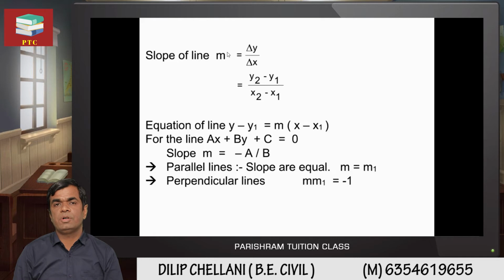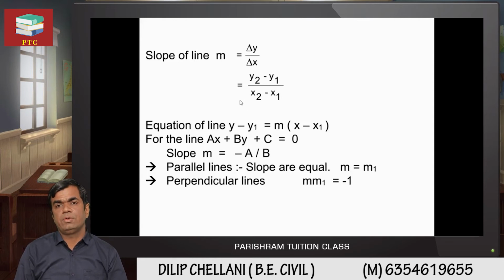In equation topic, how will we find the slope of the line? Slope of line m equal to delta y by delta x. Delta y means change in y upon change in x. That you can find by y2 minus y1 upon x2 minus x1. If you have to form the equation of line, it would be y minus y1 equals m into x minus x1. If a given line is ax plus by plus c equal to 0, then slope of this line m equal to minus a by b.